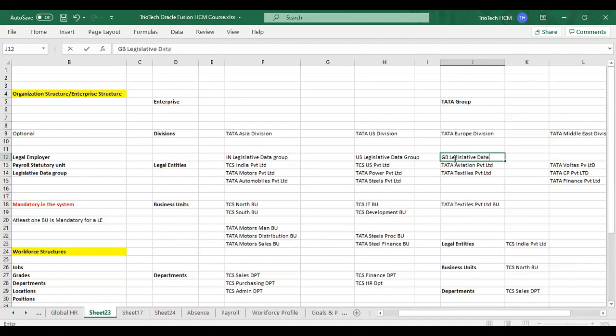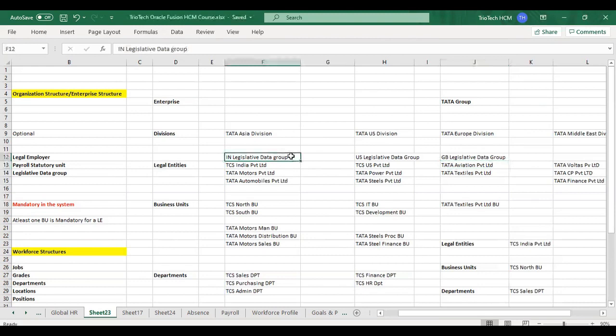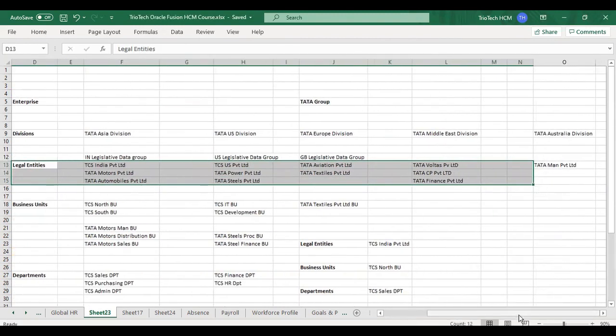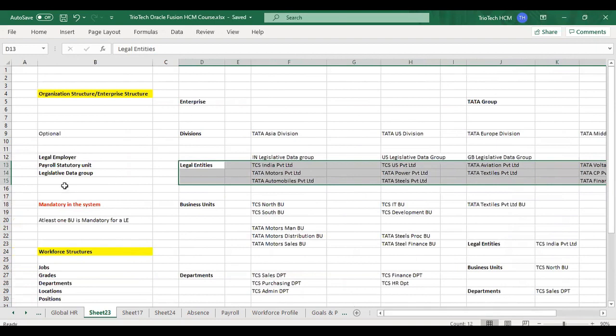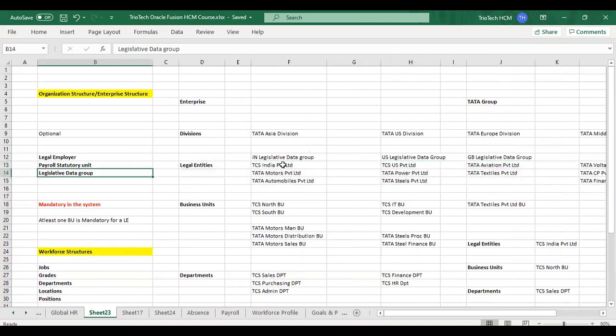Then for Saudi, I have the Saudi legislative data group, or if it is Kuwait, I have KW, Kuwait legislative data group. If it is Bahrain, that is BH. So for every country, the LDGs are available. When you're configuring these things in the system, you should be careful about these settings, team. You have to make them legal employer, PSU, and associate the country respective legislative data groups to them.